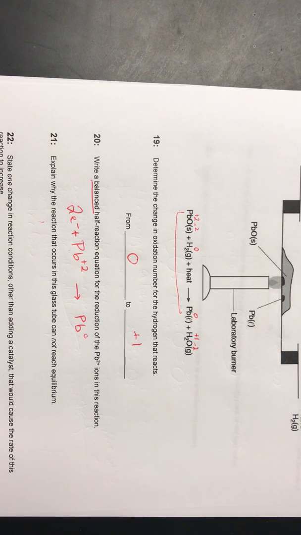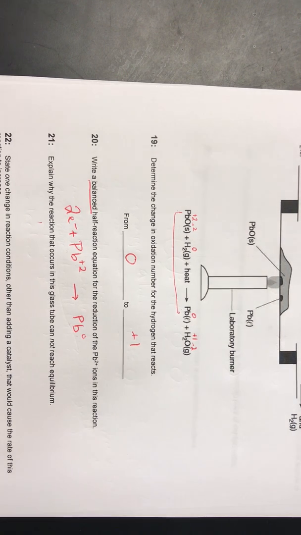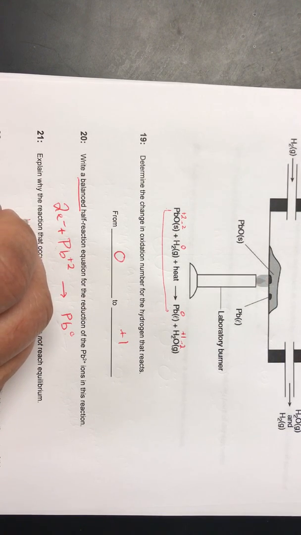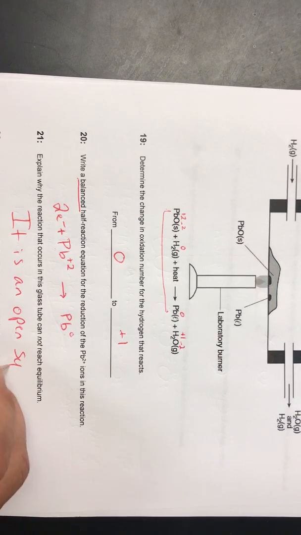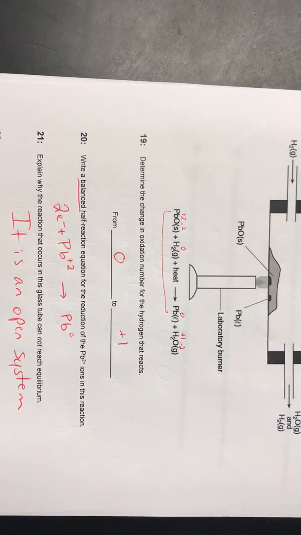All right, so explain why the reaction that occurs in the glass tube cannot reach equilibrium. As I was saying before and then was interrupted, this is in an open system. So you cannot reach equilibrium when you are in an open system when that reaction involves gases or vapor. So you can simply say that it is an open system or it is not a closed system, however you want to explain it. Because we have things leaving the system, we cannot reach equilibrium.